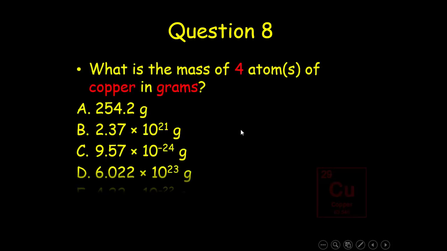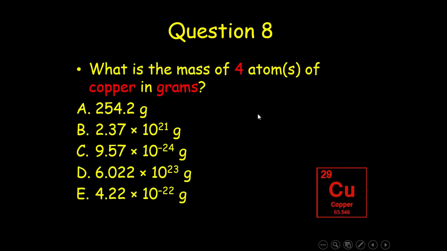Question 8. What is the mass of 4 atoms of copper in grams? A, 254.2 grams. B, 2.37 times 10 power 21 grams. C, 9.57 times 10 power negative 24 grams. D, 6.022 times 10 power 23 grams. E, 4.22 times 10 power negative 22 grams. Again, try to pause and solve the question.